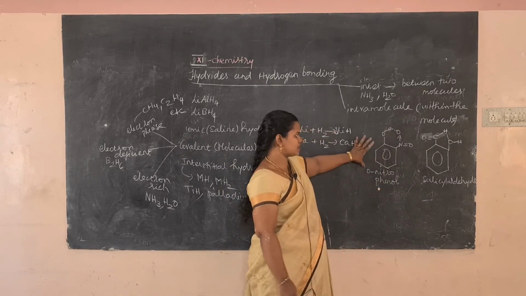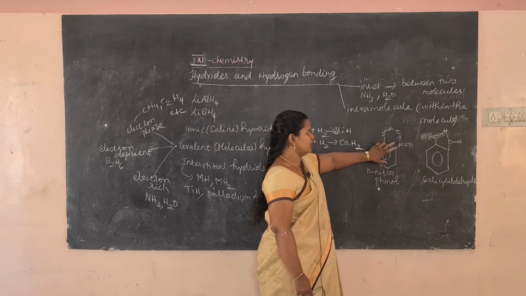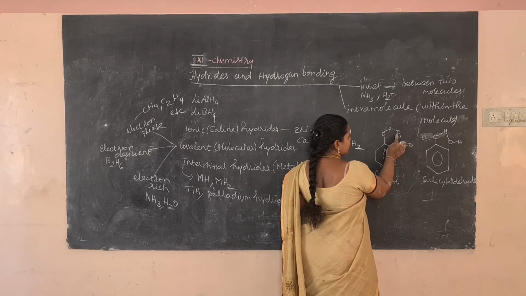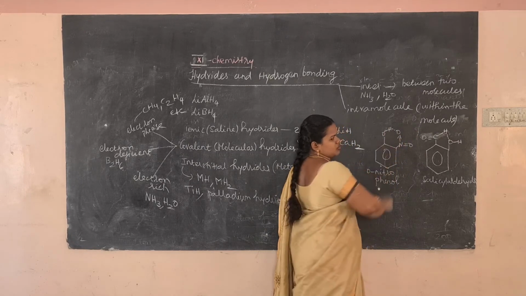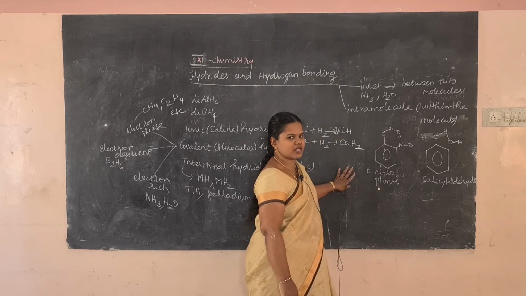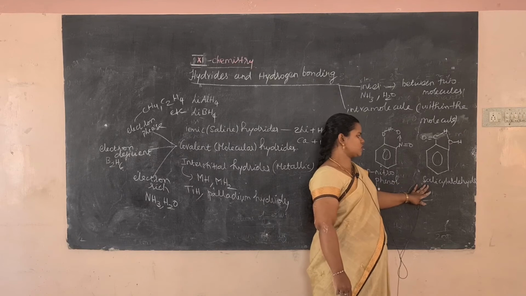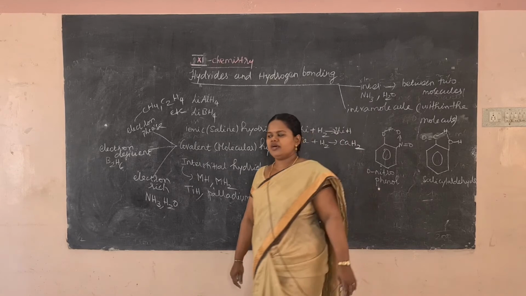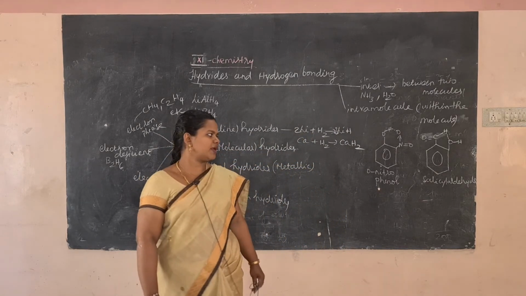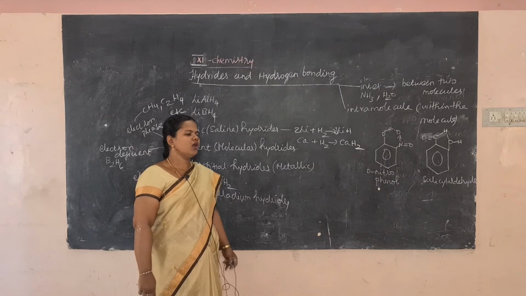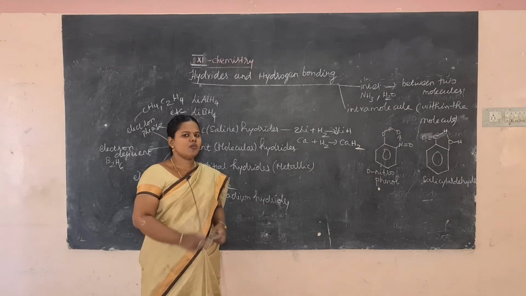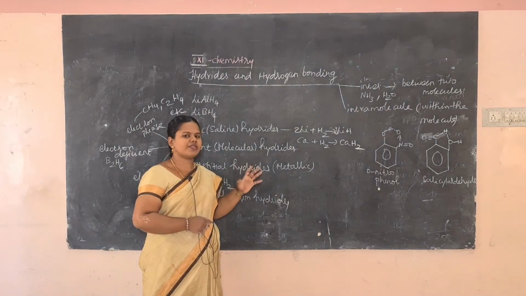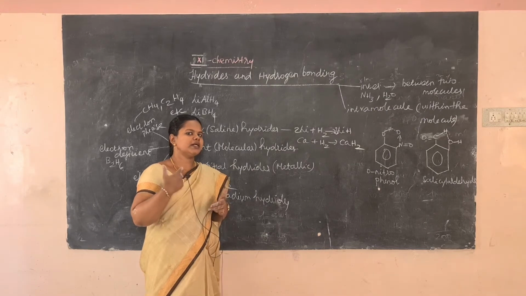Look here, it is the same compound, and within that compound itself there is a hydrogen bond. It is an example for intramolecular hydrogen bond. Here also in salicylaldehyde, within the same compound itself we have a hydrogen bond. So salicylaldehyde and orthonitrophenol are examples for intramolecular hydrogen bonding.